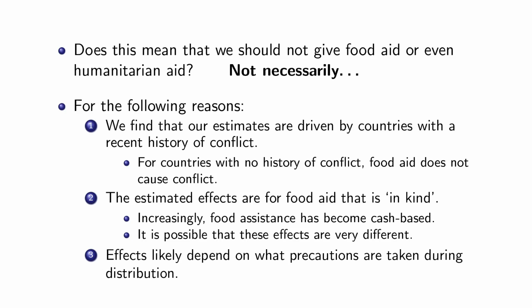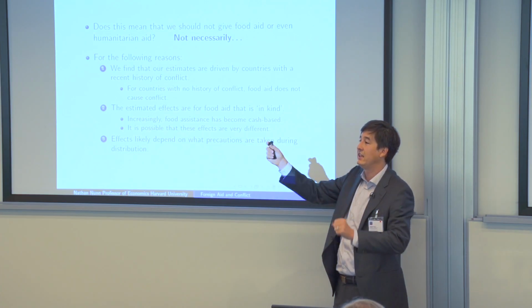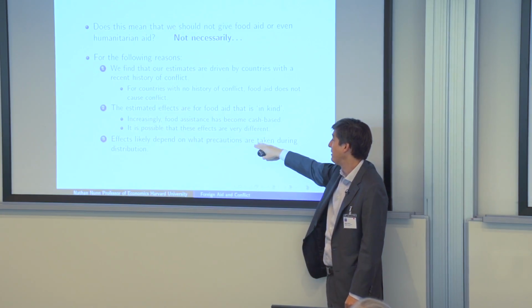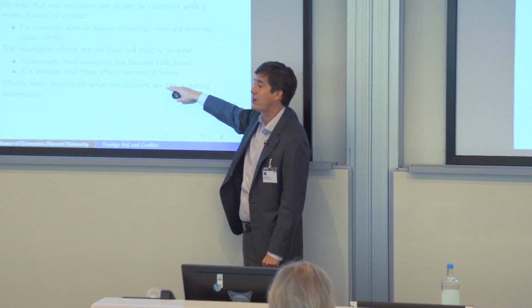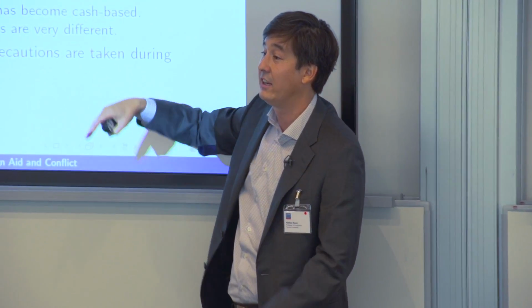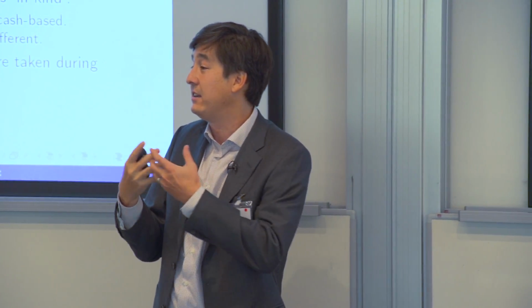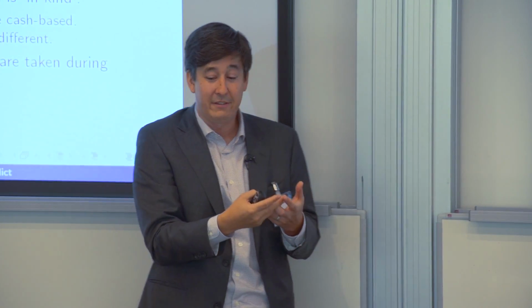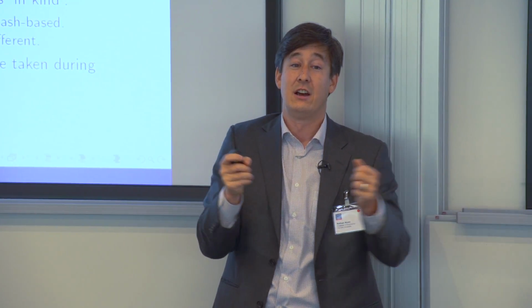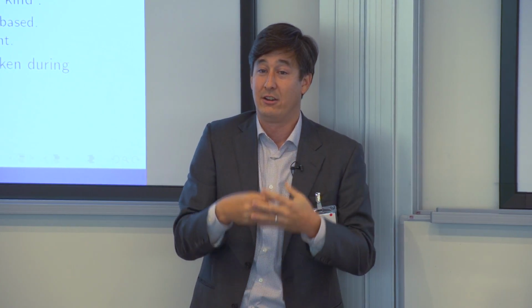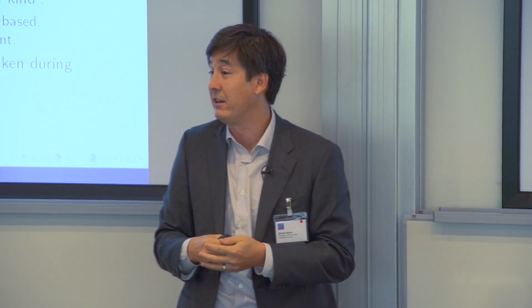Okay? And then the effects likely depend on what precautions are taken during the distribution. This is the 1970s, 80s, 90s. It could be that this is before those books I highlighted were written, and no precautions were taken at all. If we actually are aware of this and take precautions, the effect might be very, very different, right? So that's the effect conditional on the history of U.S. distribution of aid during that period, right?